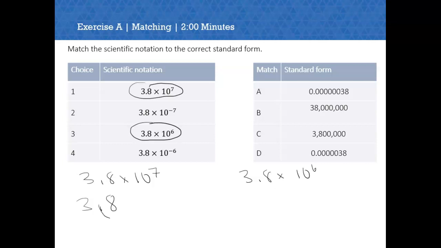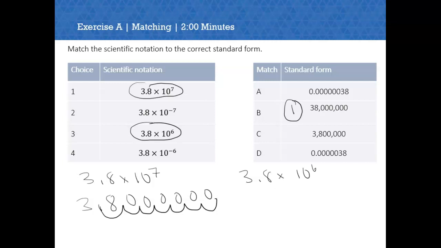So when we move it around the 8, that's 1 time. We need to move it 6 more times because we already moved it once. So 1, 2, 3, 4, 5, 6, 7. Fill in your zeros. So we see we have 6 zeros. So this goes with number 1.